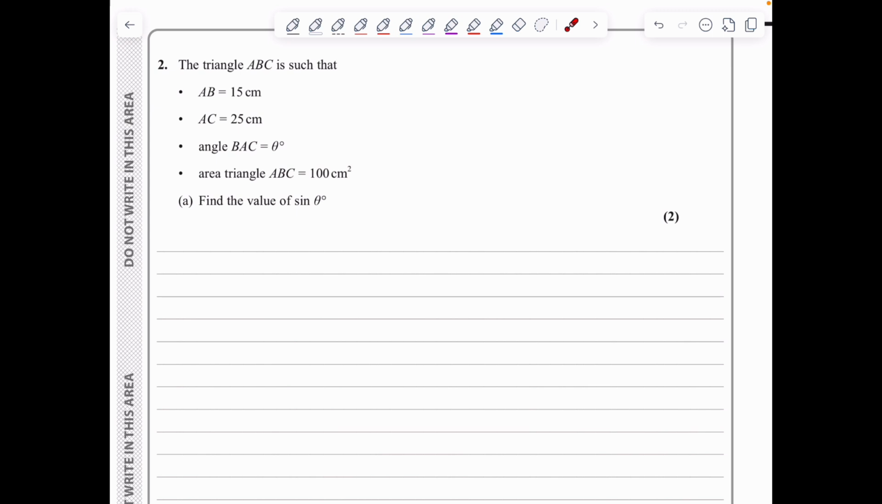In question 2, we've got triangle ABC with AB being 15 centimeters, AC being 25 centimeters. The angle BAC is given to be theta degrees, and the area of this triangle is 100 square centimeters, and we need to find the value of sine theta. So let me start by drawing a triangle here. This is the information we're given.